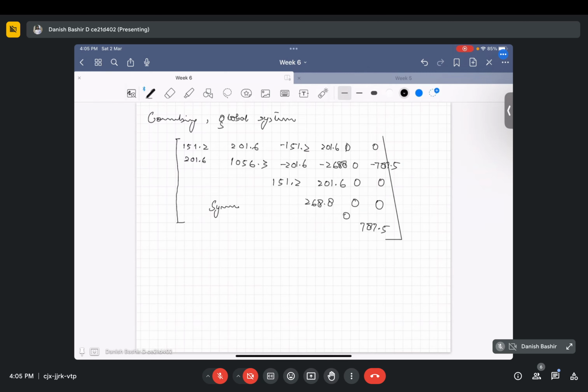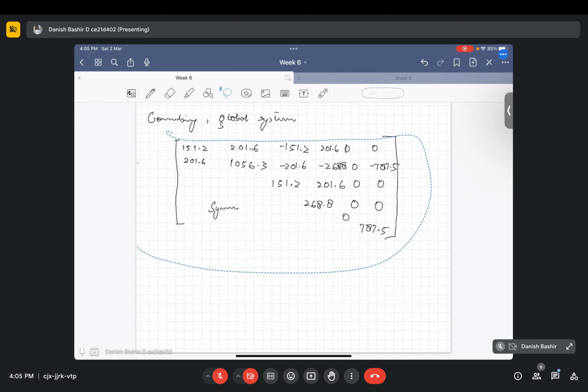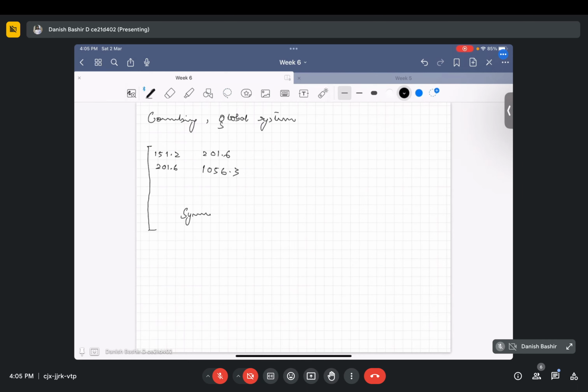Okay, like this. And we have, this is a symmetric system. I'll correct it here only. No need to rush. We can write it to be equal to 201.6, 151.2, minus 201.6, 0, 0. Then this is minus 201.6. This is minus 268.8. This is 0, minus 787.